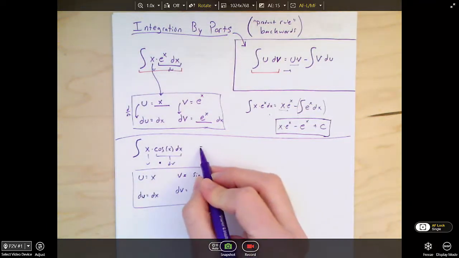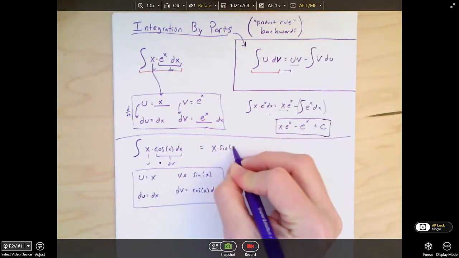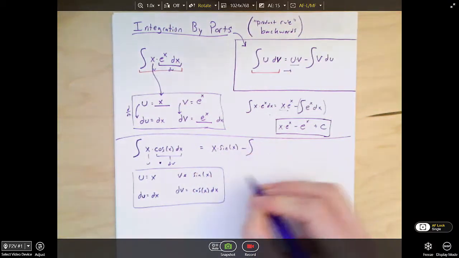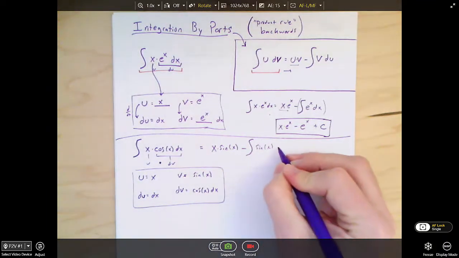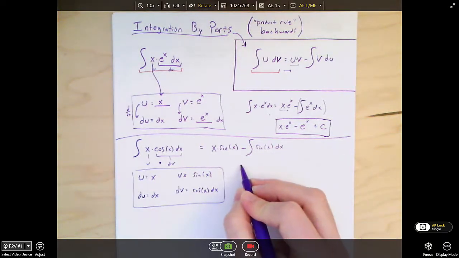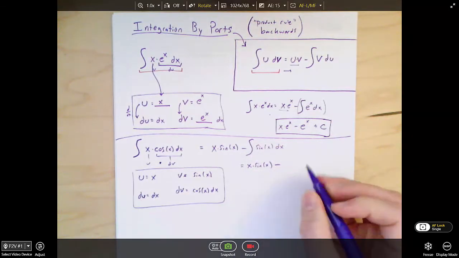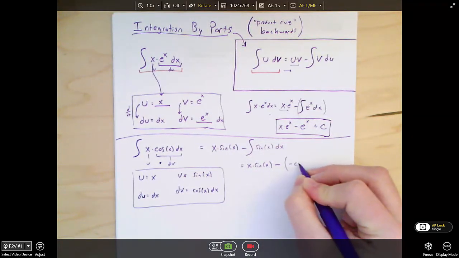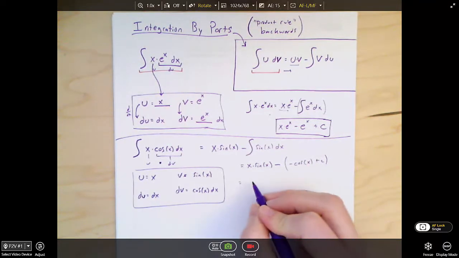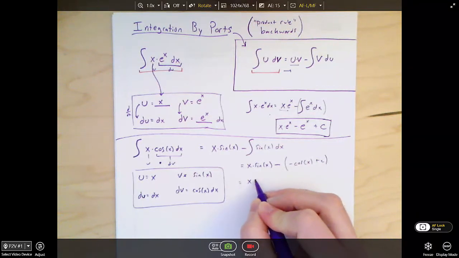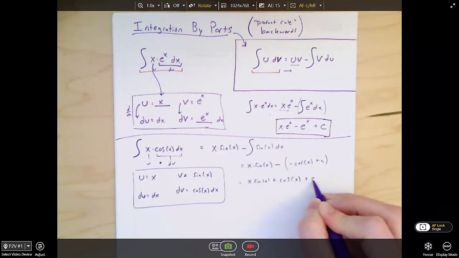So that means now I can rewrite this as u times v, so x sine x minus integral v du, so sine x dx. So then that is equal to x sine x minus, let's see, the integral of sine should be negative cosine. So that gives us x sine x plus cosine x plus c.